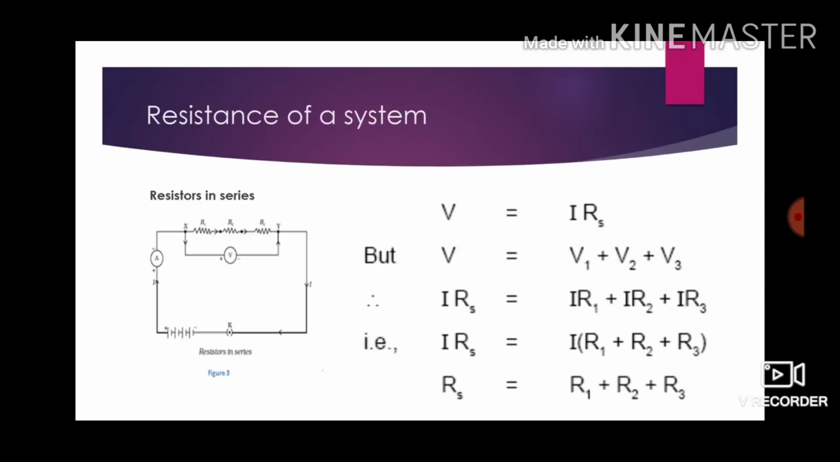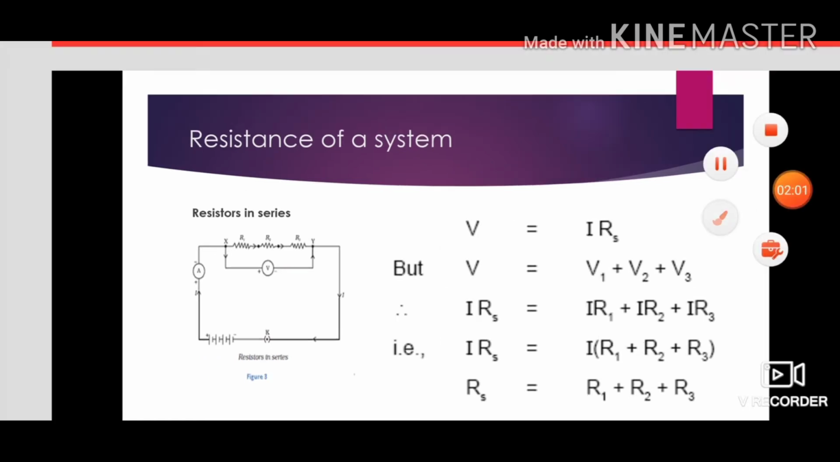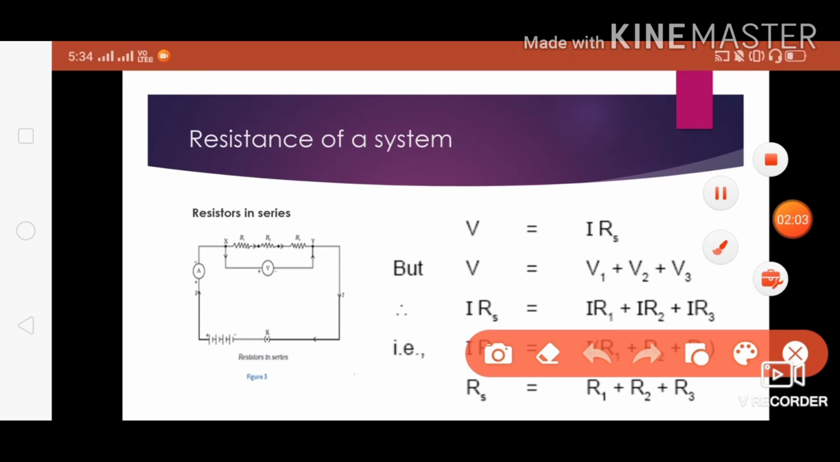Now we are going to continue with the combination of resistances. Resistances can be connected in two ways: in a series connection and in a parallel connection. A series connection is an end-to-end connection, where one end of a resistance is connected to another end, like a chain. That we call a series connection.